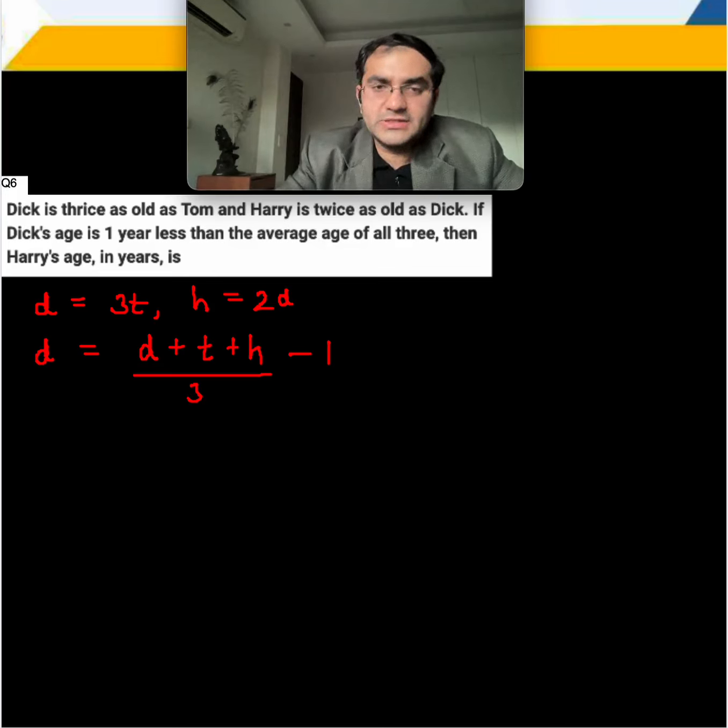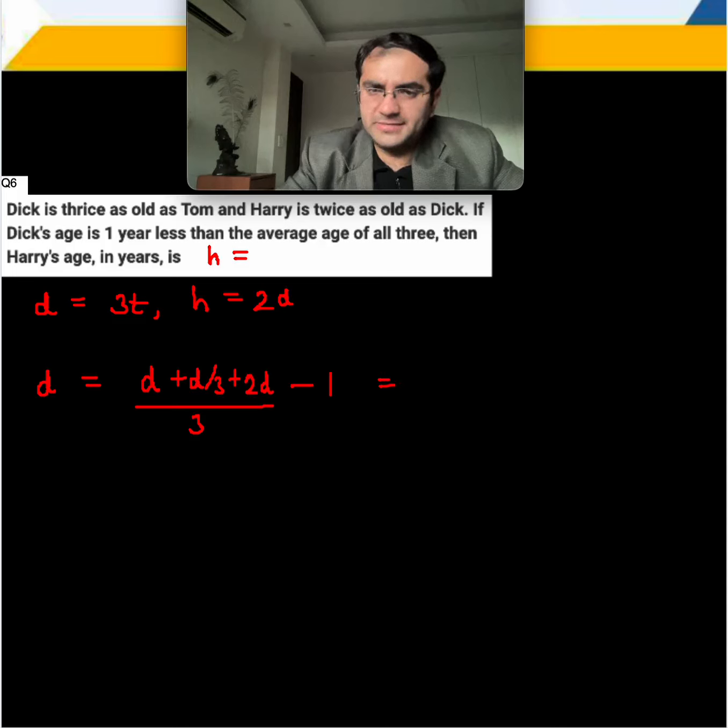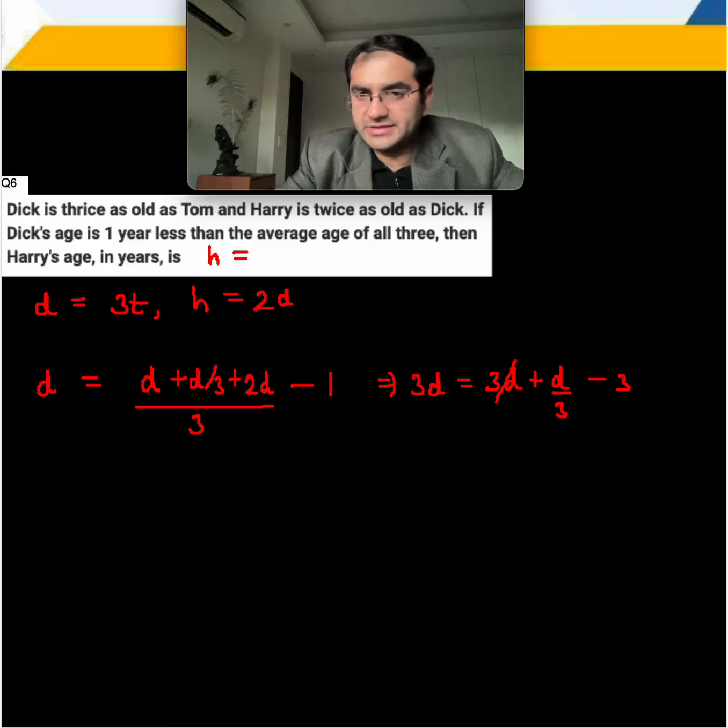ठीक है, so let then find H. For H I just need to find D and I am done. ठीक है, let me substitute. H निकालना है. Let me substitute T as D upon 3 and H as 2D. ठीक है, take LCM and cross multiply. You'll get the value of D. D plus 2D is 3D and D by 3 minus LCM लेके 3 आ जाएगा. 3D cancelled, so D is equal to 9.